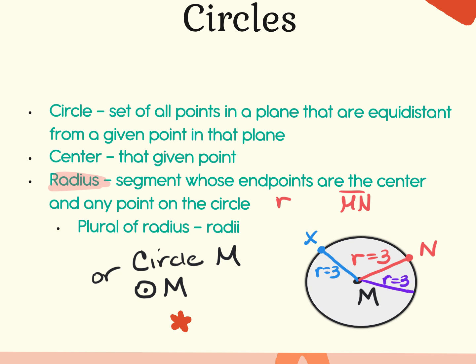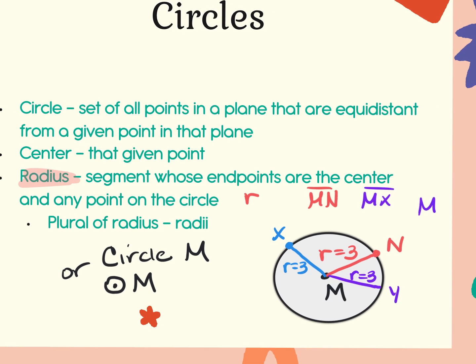If I drew another one in another direction, this one would also equal 3. A radius is a segment. We need to reach back to our knowledge of Chapter 1. Remember, when you name a segment, you put a picture of a segment on top of the 2 points. So we have 3 different radii that I drew in here, and they all have the same measure, no matter where you draw them.